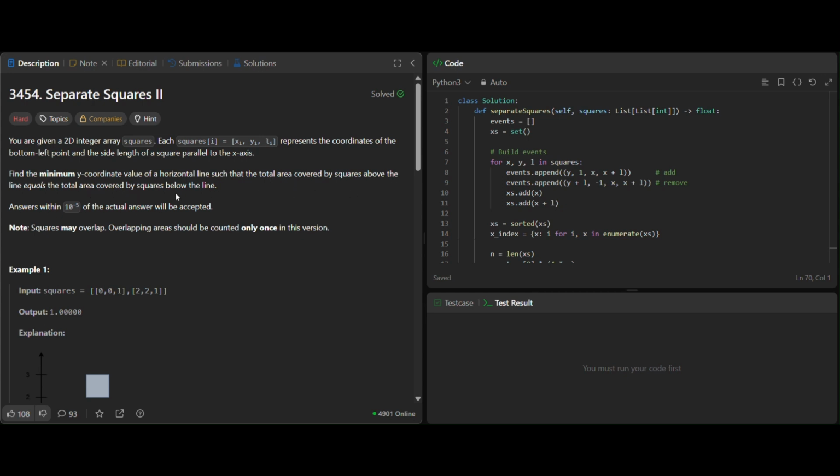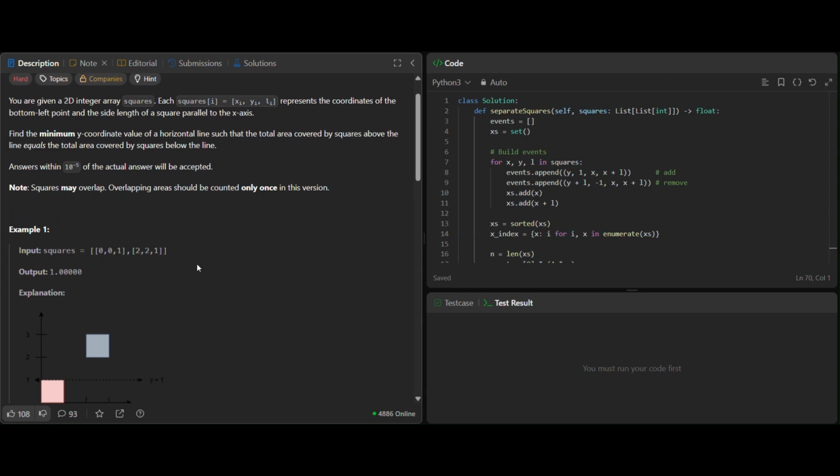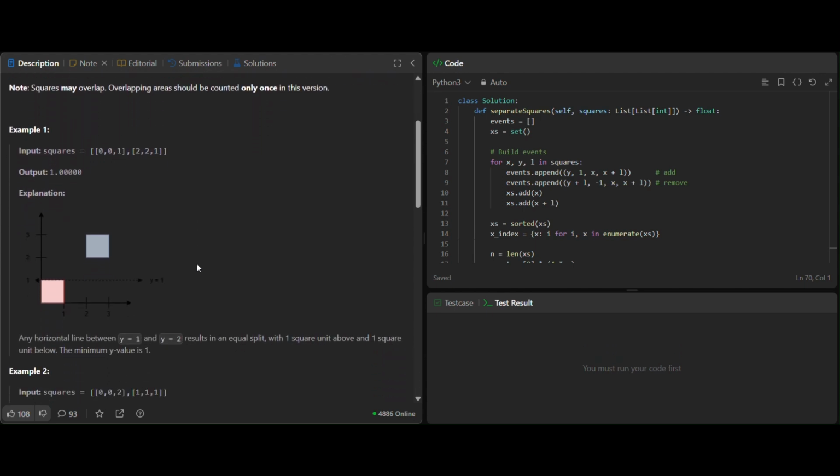Each square is defined by x, y, where x, y represents the bottom left corner of the square, and L represents the side length. All squares may overlap. You must find the minimum y-coordinate of a horizontal line such that the union area of squares below the line equals the union area of squares above the line.